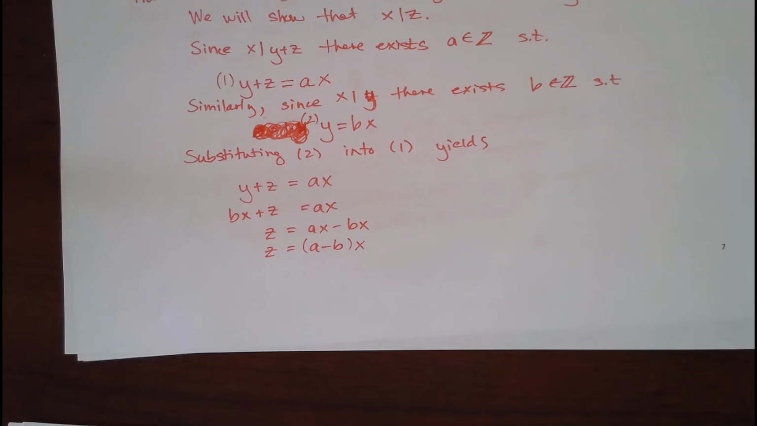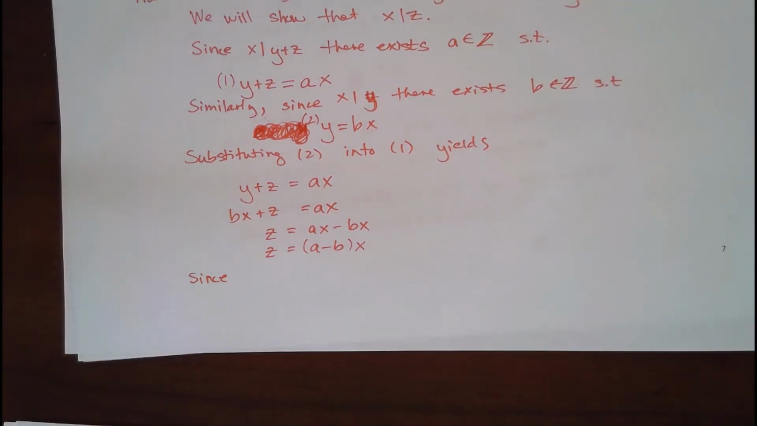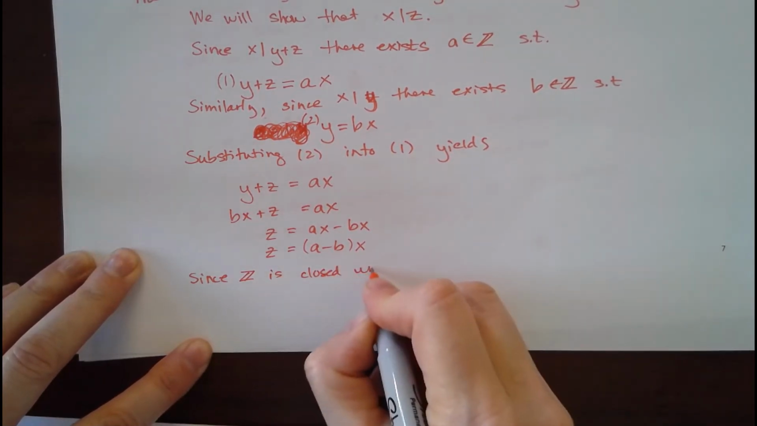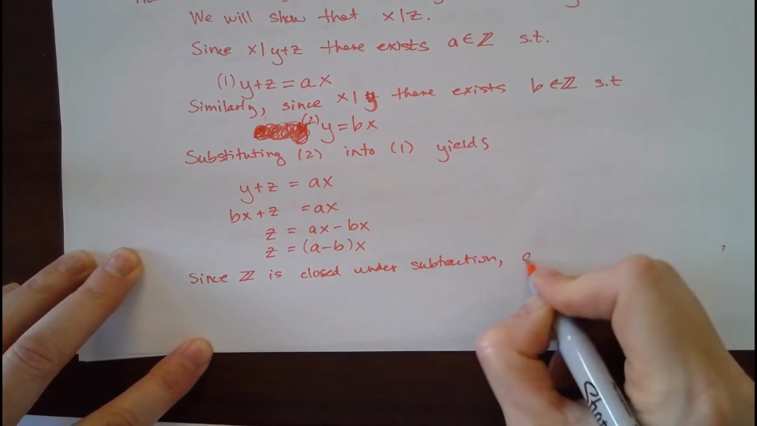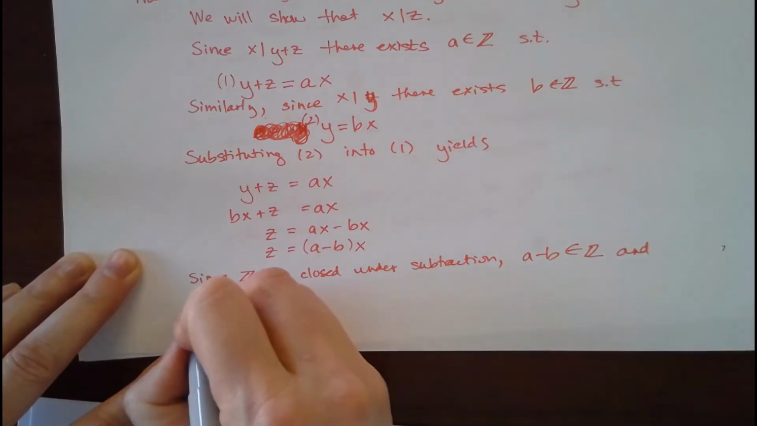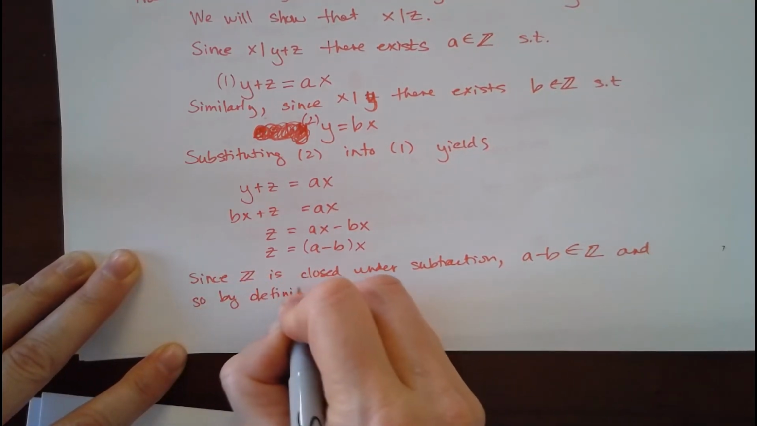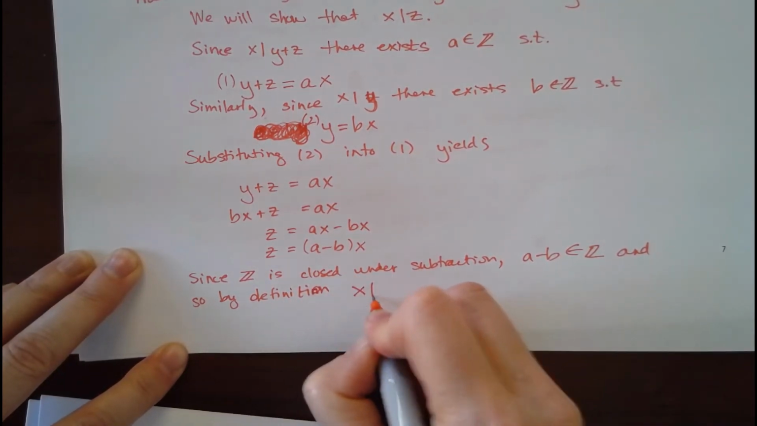Okay, it's not enough for me to just say that a and b are. Yeah, I've already said that. But a minus b has to be. Yeah, okay. And how do we know that a minus b is an integer? They're closed under subtraction. Yeah, so since the integers are closed under subtraction, a minus b is definitely an integer. And so, by definition, x has to divide z.